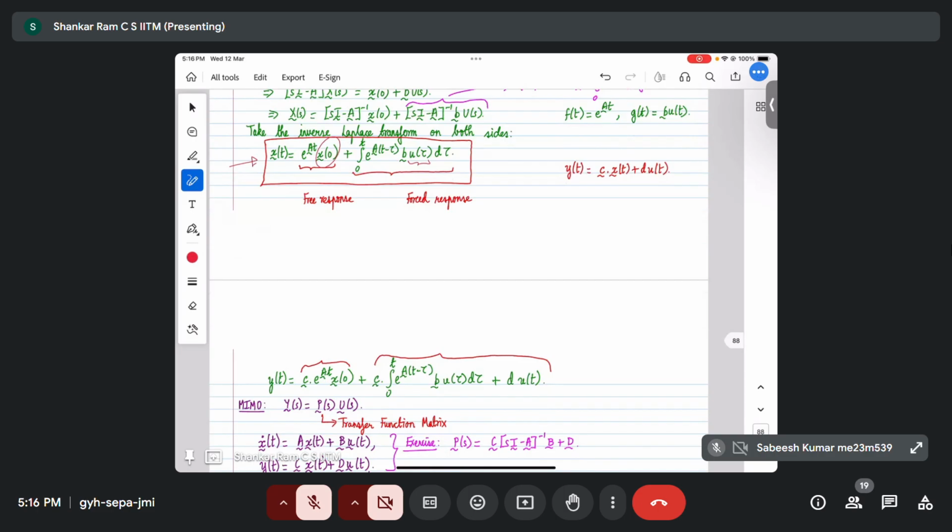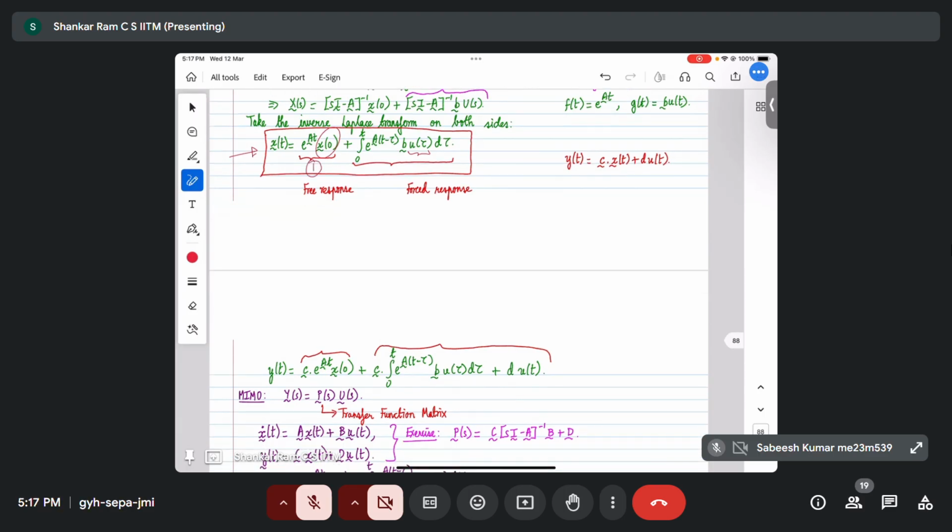So if you look at this particular expression for the state vector, we can observe two terms. Okay, the first term on the right, which is e power At x0, is the free response. The second term on the right is an integral with exponential functions and so on. But importantly for you and me, it has the input u, right? So that is the system response due to the input that you and I provide. Okay, so that is what is called a forced response.